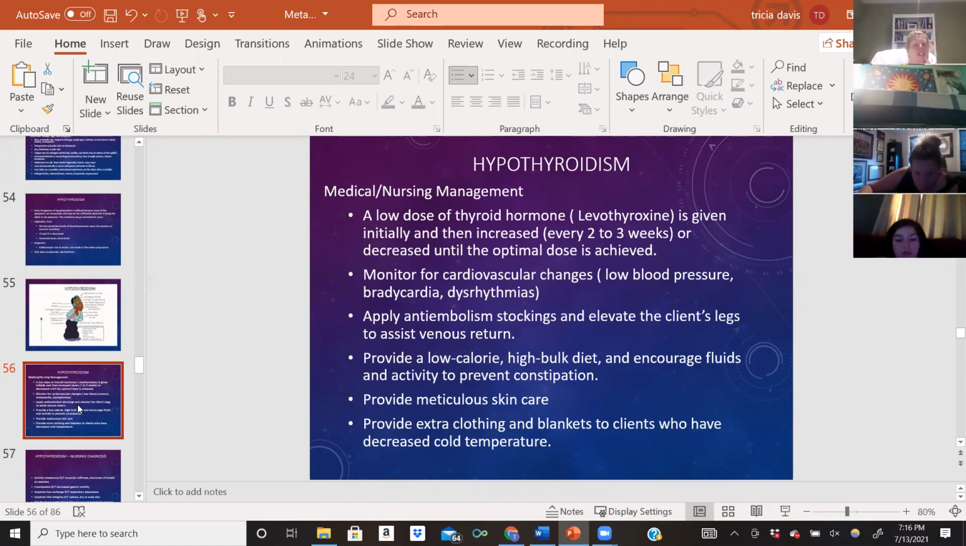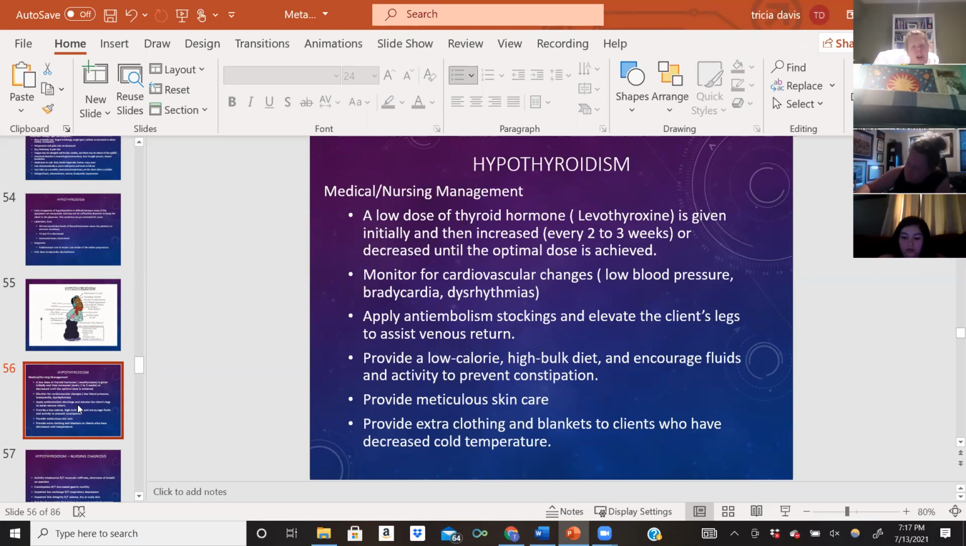We are going to want to monitor for any type of cardiovascular changes. So we know they have low blood pressure. So if they have low blood pressure, their circulating volume is low. So they're at a high risk for developing dysrhythmias. Their organs may not be perfused as they normally should either. So their kidneys, liver, things like that.